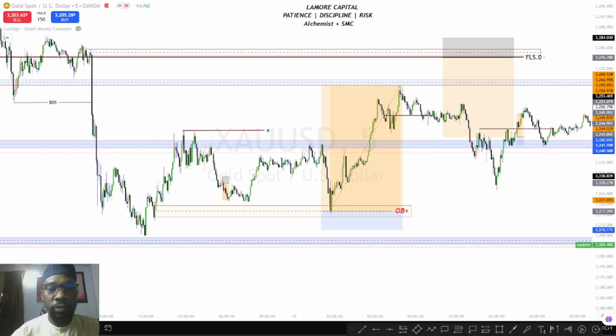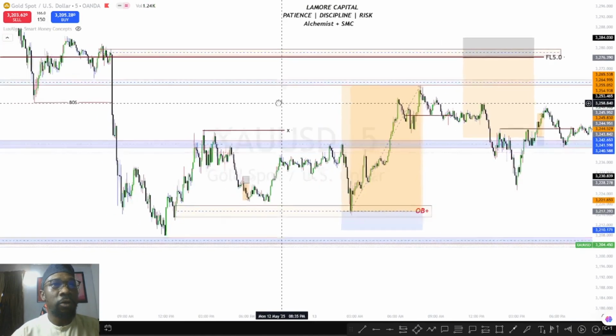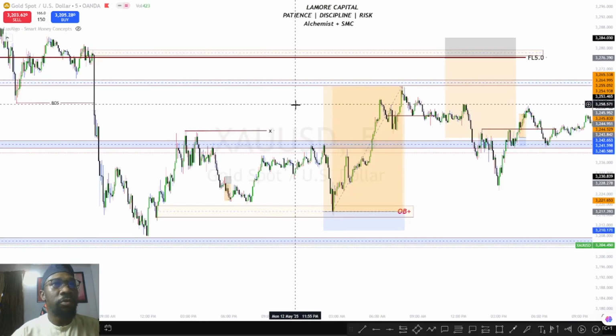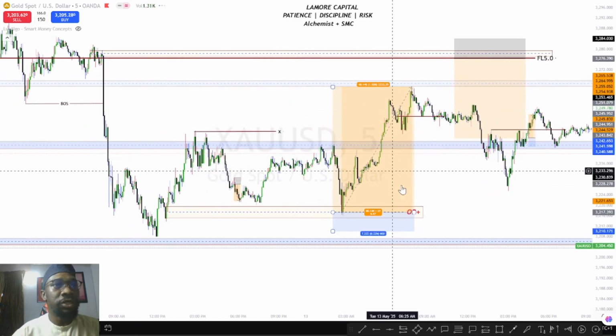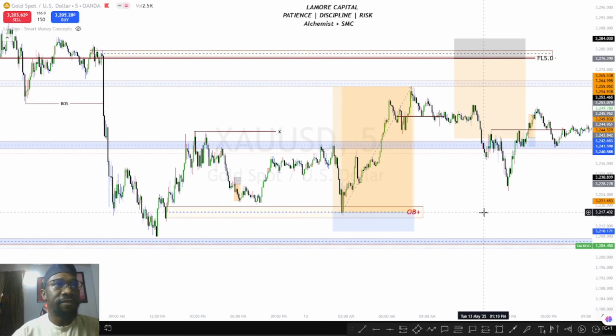Hello, my people. Welcome back to my screen. So this is my gold chart, and I will be giving you guys the trade recap on how this particular trade all went through. I will start with this one firstly. We are on the 5 minutes time frame.